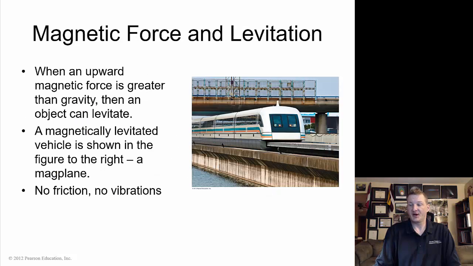Now, we don't have this in the United States, but in Japan they have trains that are magnetically levitated. And how does this work? Well, when an upward magnetic force is greater than gravity, an object can levitate. A magnetically levitated vehicle is shown on the right there. They call it a magplane. There's no friction, no vibrations.